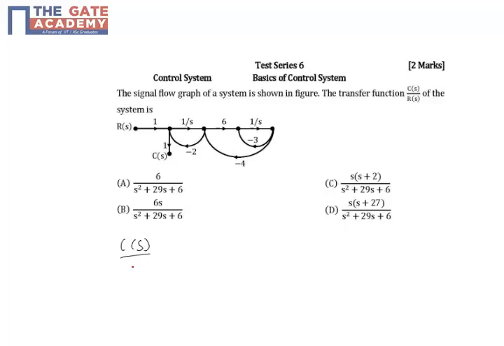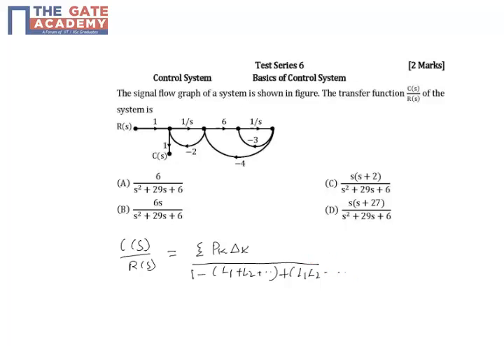C(s)/R(s) is equal to sigma P_k Δ_k, where k is the number of forward paths, divided by 1 minus the sum of individual loop gains L1 plus L2 and so on, plus the product of the gains of loops which are not touching. So it is L1 L2 if L1 and L2 are not touching, and so on.